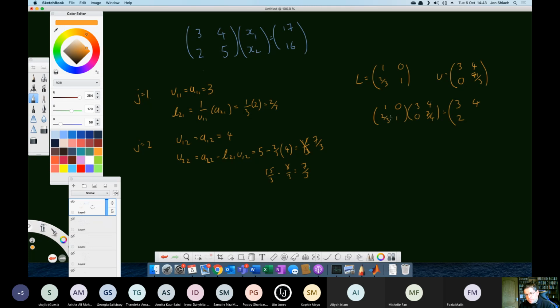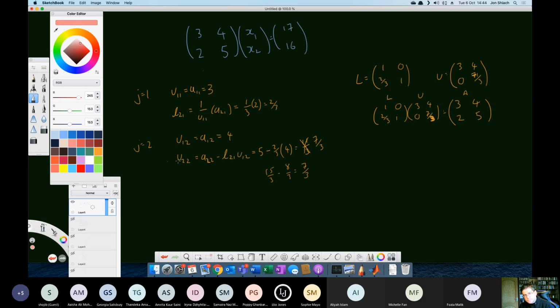And we have 4 times 2/3, which is 8 over 3, plus, sorry, that should be 7 over 3, shouldn't it? Okay, so we have 8 over 3 plus 7 over 3, which is 15 over 3, which is 5. So you can see that's L times U equals A. So that's showing that our LU factorization does work.